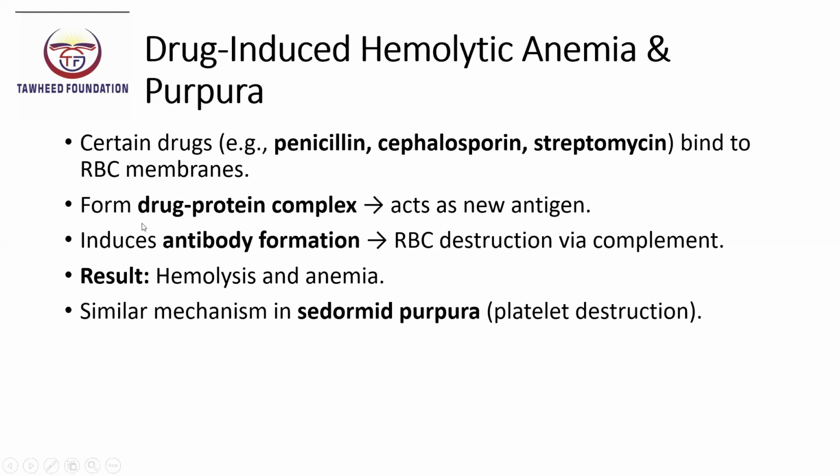A similar mechanism occurs in purpura, where antibodies target platelets instead of red blood cells. This example demonstrates how drugs can inadvertently trigger type 2 hypersensitivity reactions.